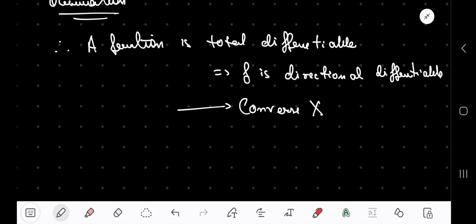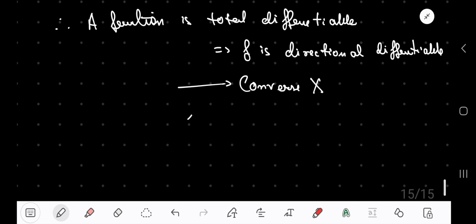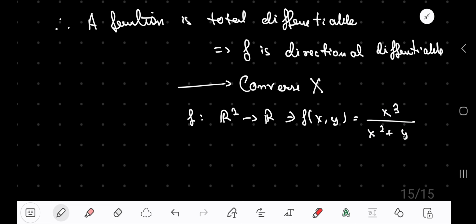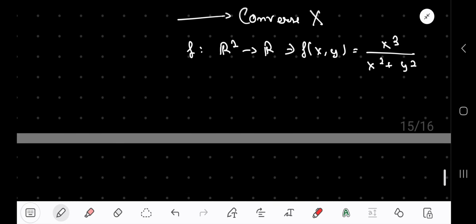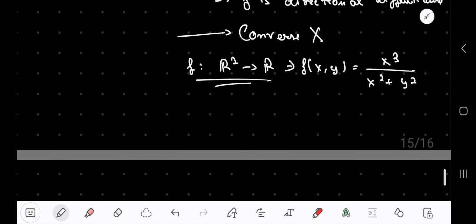Okay, why does the converse need not be true? Now this will be more clear once we have the Jacobian in hand, but for the time being I can serve an example. Suppose I choose this function from R2 to R such that f of xy is given to be x cubed upon x squared plus y squared. Then, or rather you can work it out on your own. If you have already studied how to calculate total derivatives, you can argue on your own that f is not differentiable. Okay, I need to add something more.